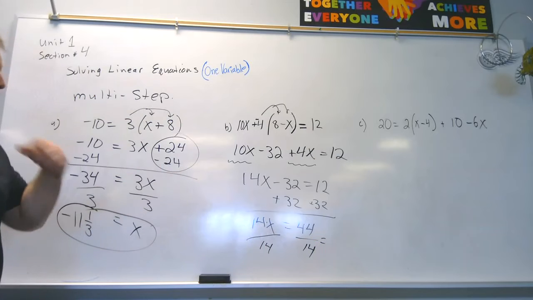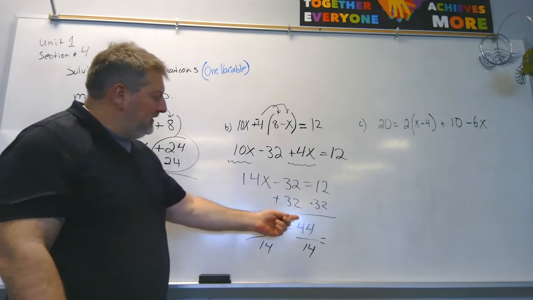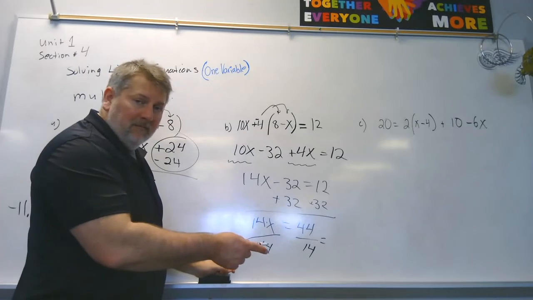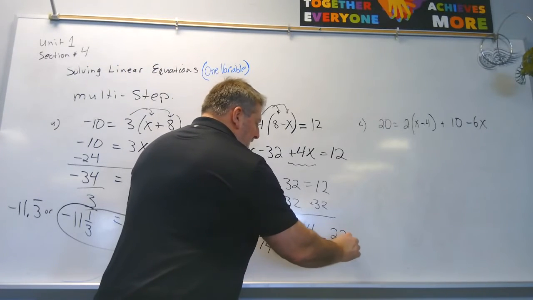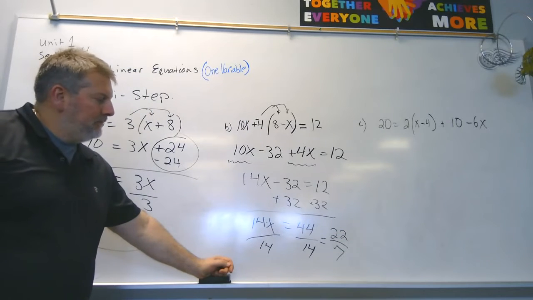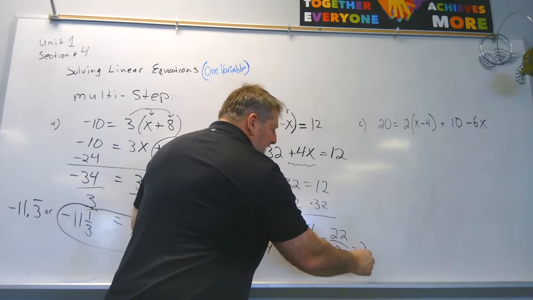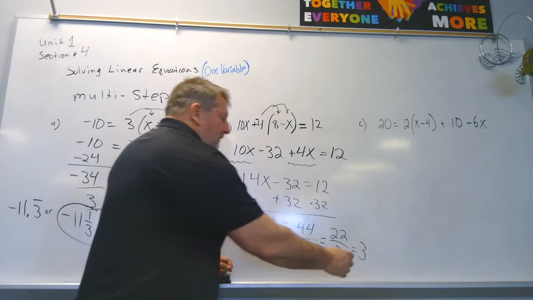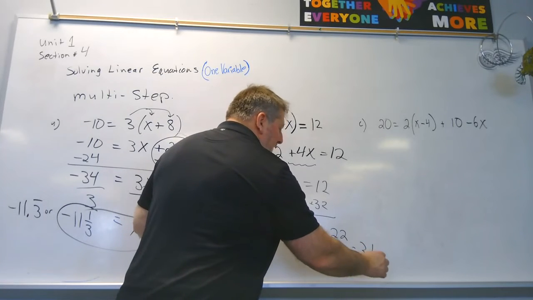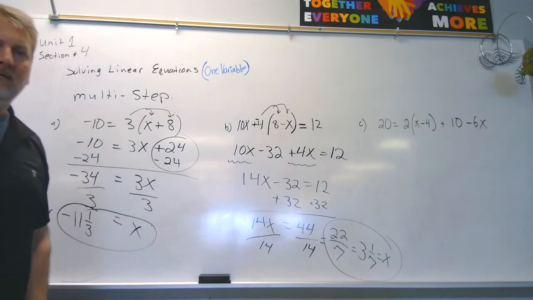So you could reduce here. You could leave it 44 over 14. And notice that they're both even, so I'm going to reduce top and bottom by 2. 22 over 7. And then if you want to, 7 goes into 22 3 times, giving us 1 left over. So either answer would be acceptable.